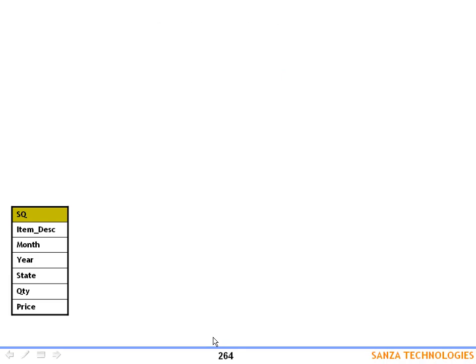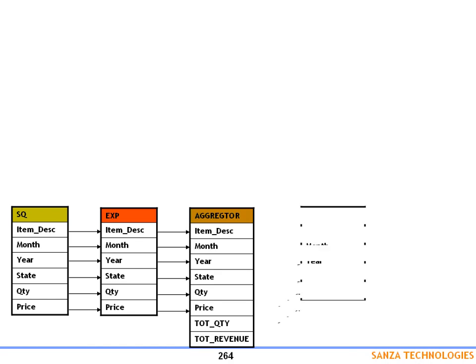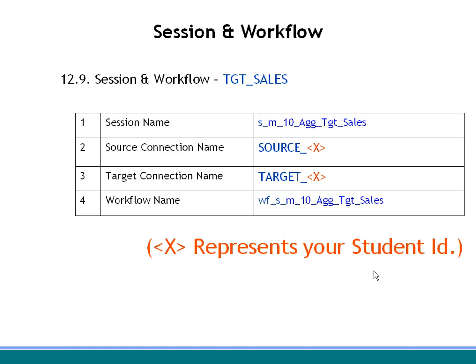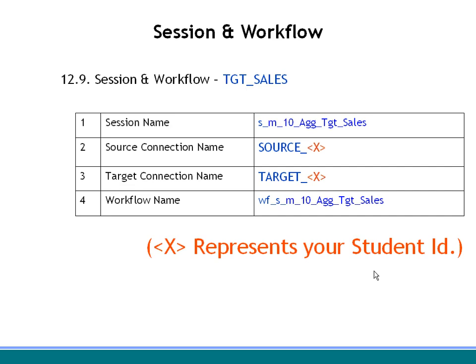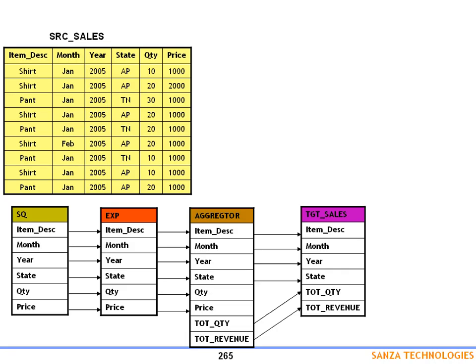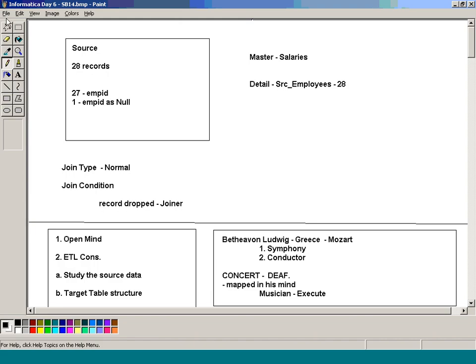So you have a source, best practice expression, aggregated, TGT sales. Item description, month, year, and state is your group by clause. You created this mapping. When you execute it, you extract the data from the source. Informatica here does a row by row process.